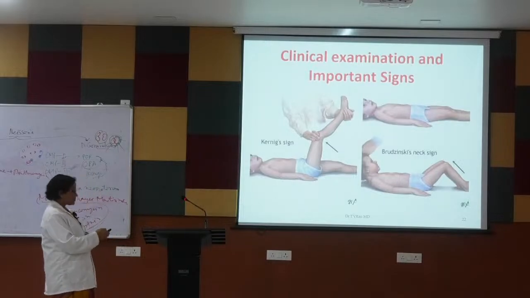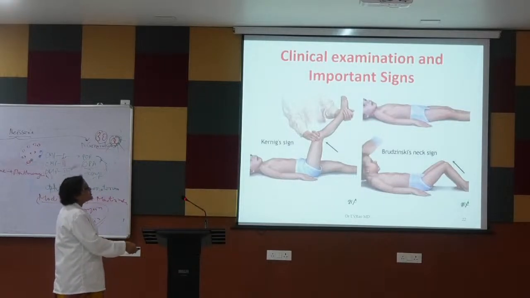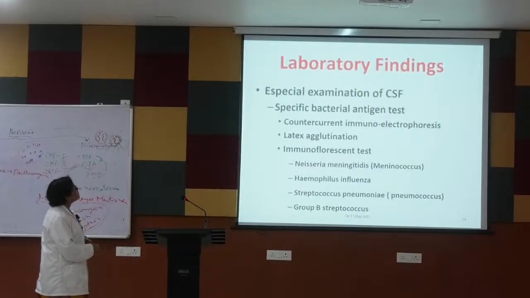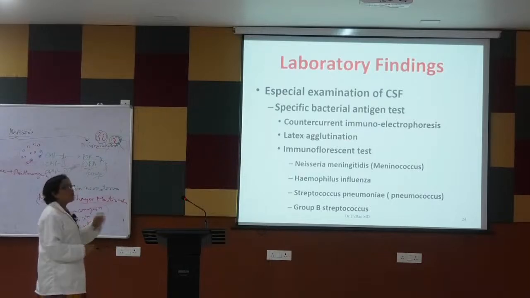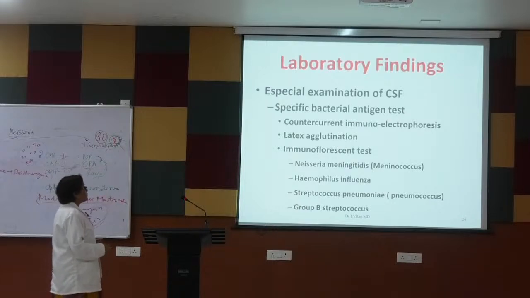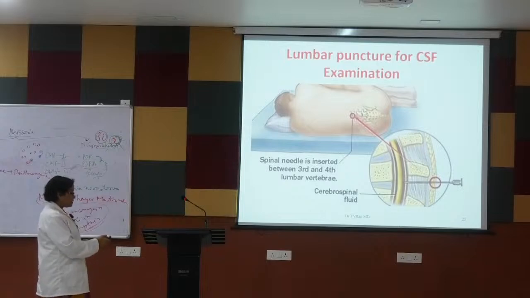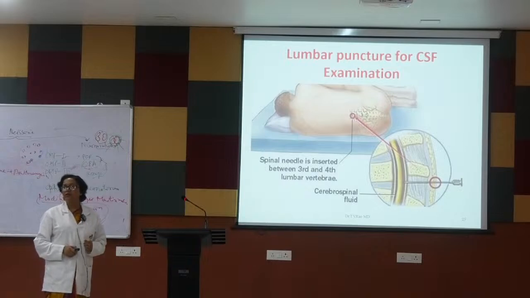Kernig's sign, Brudzinski sign. So lab diagnosis: CSF examination, bacterial antigen detected by CIE, countercurrent immunoelectrophoresis, latex agglutination from the supernatant. Lumbar puncture, between L4 and L5. Have you seen lumbar puncture? Yes, in the outdoor or ward area.